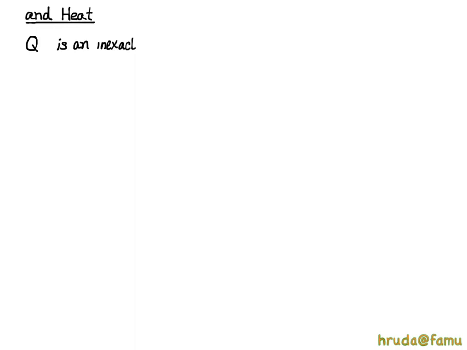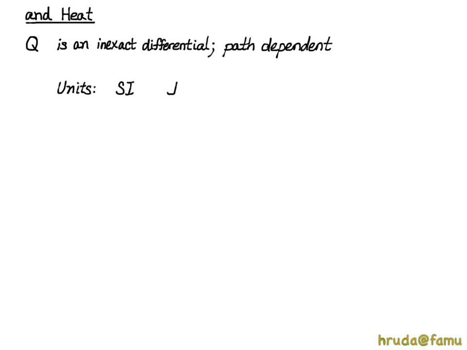Q, like work, is an inexact differential. That means that it is path dependent. It depends on the process we take in going from state 1 to state 2. Heat is a form of energy, so its SI units would be the joule, where a joule is 1 Newton meter, which is equal to 1 kilogram meter squared over seconds squared.